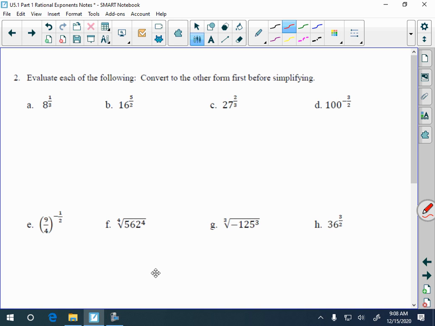All right, so now we're going to evaluate each of these. We're going to practice converting them from one form to the other first, and then we can go ahead and simplify. So this is where we want to use our parentheses when we can.